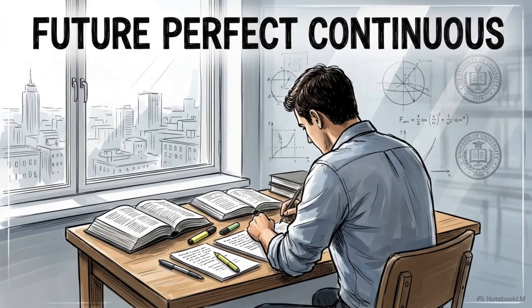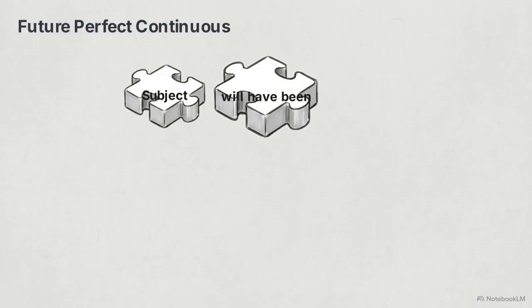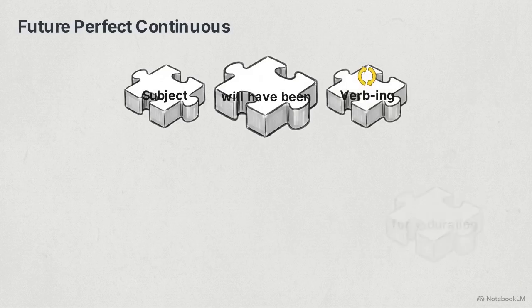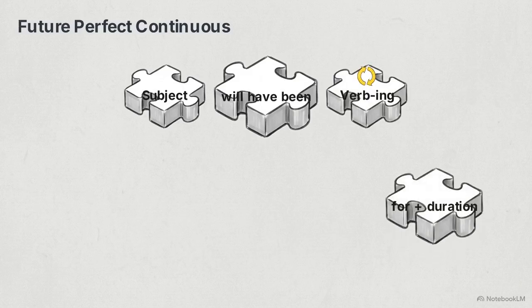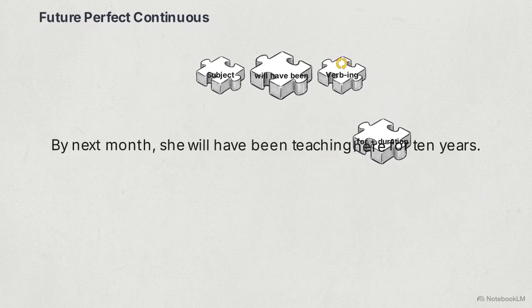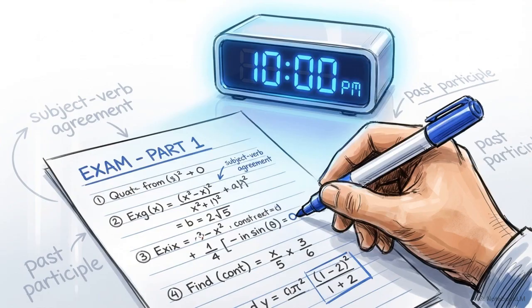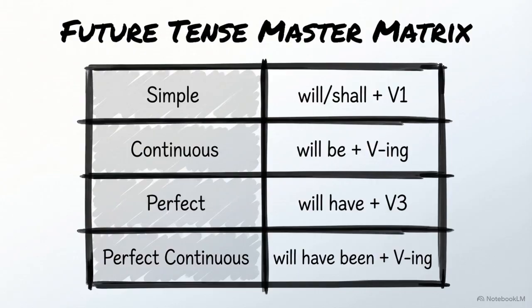Future perfect continuous tense describes an action continuing up to a particular point in the future, with a specific focus on the length of that action. This is the most complex structure: will have been plus the ing form of the verb. It is used alongside the phrase for to indicate a specific duration of time. Notice how these sentences emphasize how long the action has been happening. By next month, she will have been teaching here for 10 years. This structure combines the completion aspect of the perfect tense with the ongoing nature of the continuous tense to measure an action's duration. This master matrix allows you to compare all 4 structural formulas side by side.